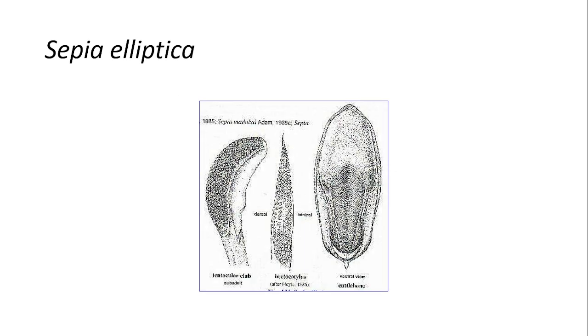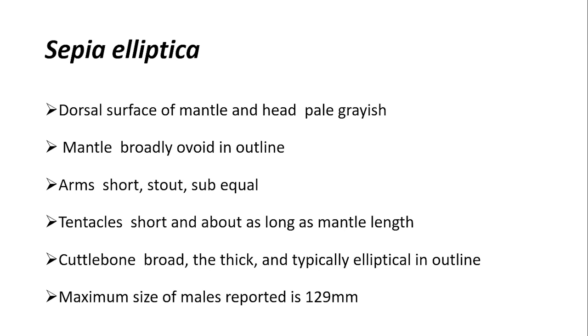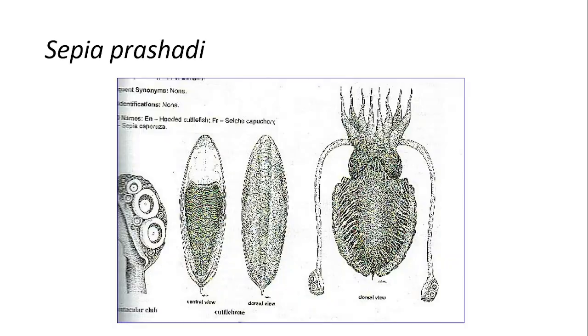Next, we move to the species Sepia elliptica. These are the photographic images of the tentacular club, hectocotylized arm, and cuttlebone portion. In Sepia elliptica, the key character is arms short, stout, and subequal. The cuttlebone is broad and thick, typically elliptical in outline. The maximum size of the male is reported as 129 millimeters.